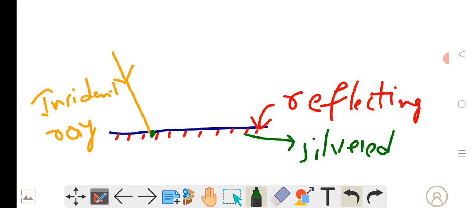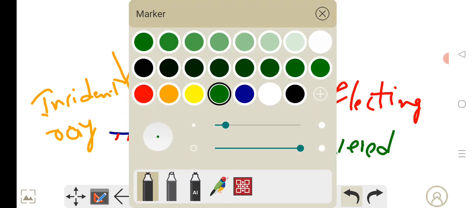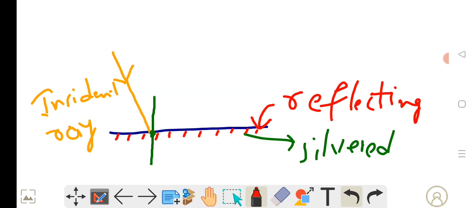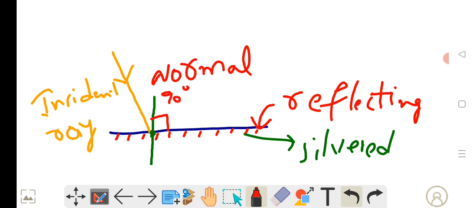Now at this point you just draw a line perpendicular to the mirror. This line must be perpendicular to the mirror. So this line we call as normal. It makes the angle 90 degree. Perpendicular means 90 degree to the surface, that is the mirror, the reflecting surface.